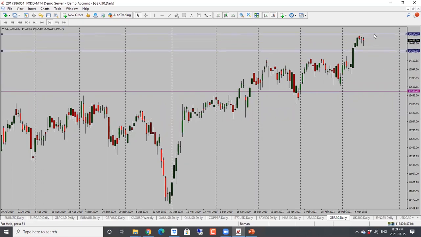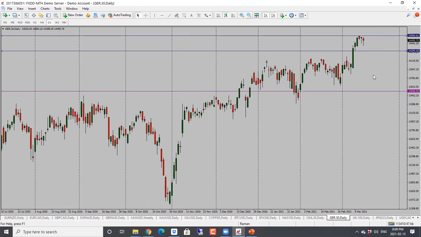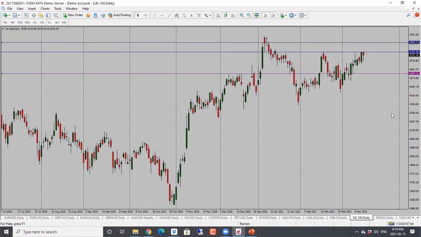DAX here, DAX also holding up for now. And next target here, I'm looking for a retest of the high at 14,600. So bias is bullish, again with caution though, because it is struggling with this resistance for now.